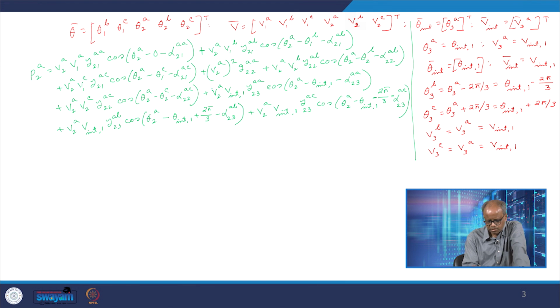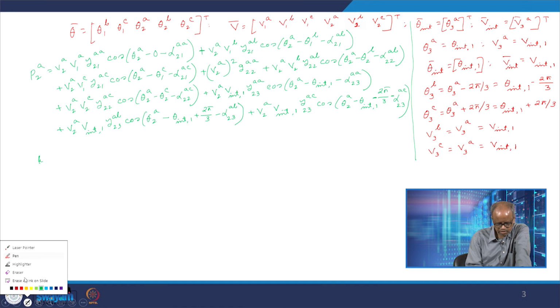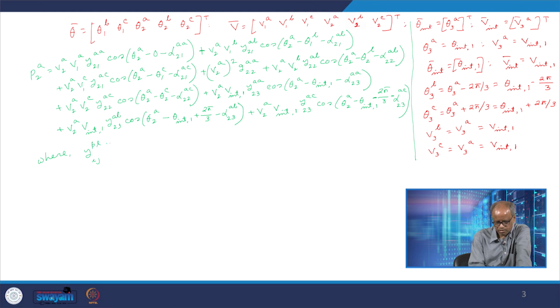So, here the only thing is that we have said that, because we are using this, we should say that any Yij pl is equal to Gij pl plus j Bij pl, right. So, this is the admittance part and this is the conductance part and this is the susceptance part.